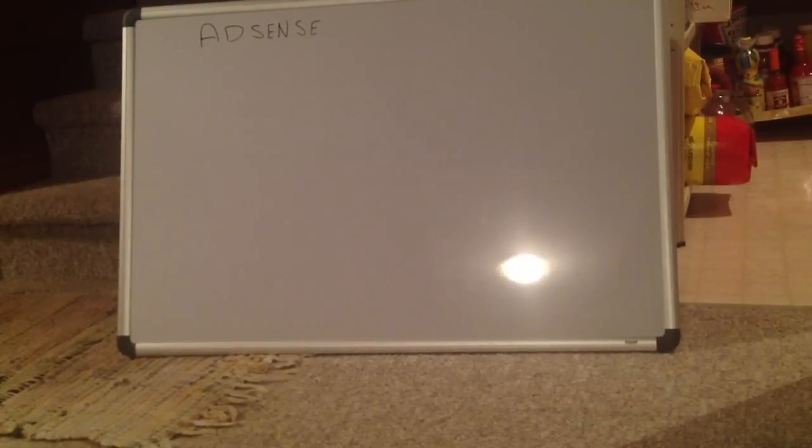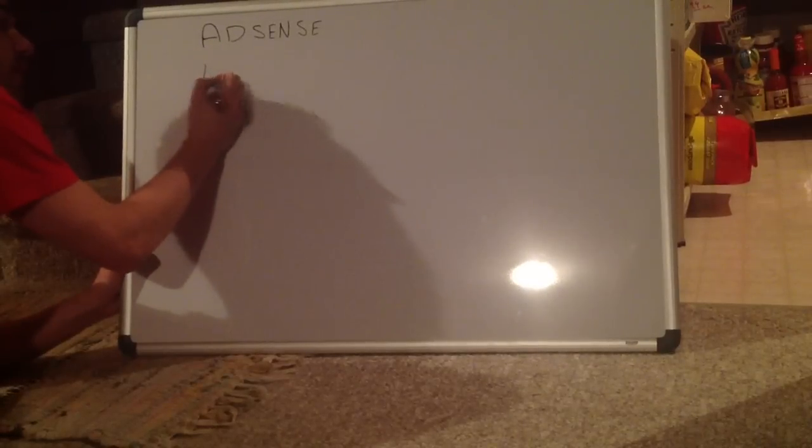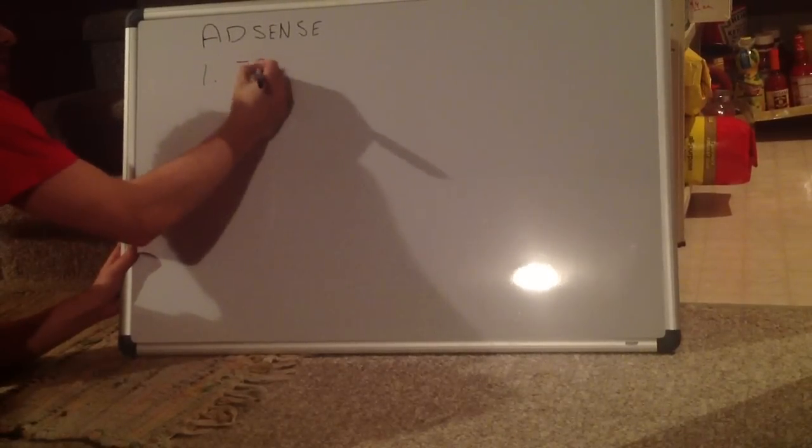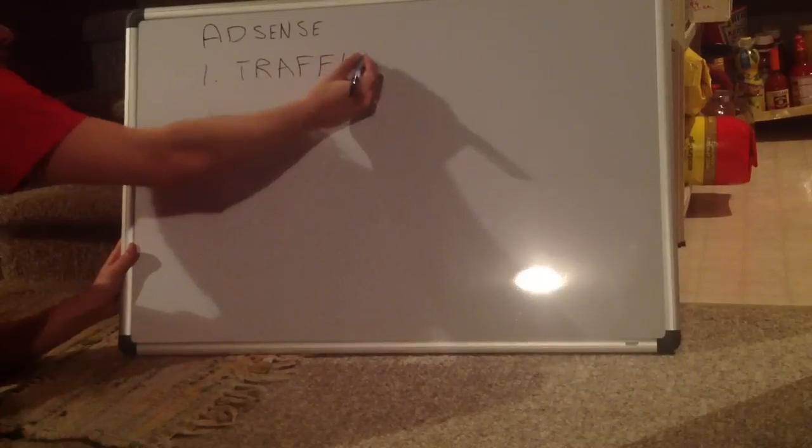I'm using my whiteboard today just to do a quick demonstration on how to get a decent amount of money from AdSense. AdSense is basically a three-step process that you need to be concerned with. So the first step is you need traffic. You need traffic to the ads that you're going to put on your website.